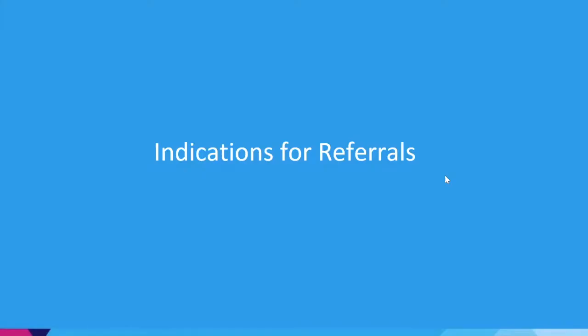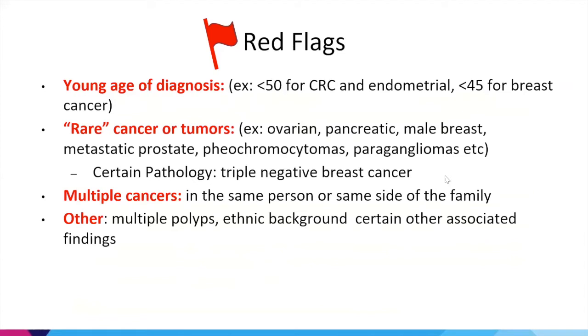So let's get into the meat of things. Indications for referral. So before a patient even comes into our office, what are reasons why we might see them? And I like to call these the red flags of hereditary cancer. And this is really largely dependent and explained by that two-hit hypothesis. So when we think about red flags, we think about a young age of diagnosis. So again, if someone is one step closer to developing cancer, it would make sense that they are at a younger age when they develop cancer.